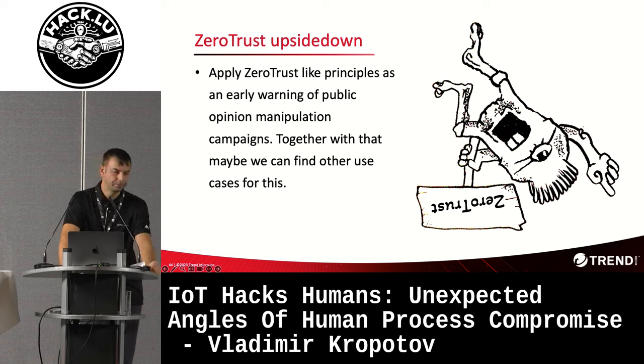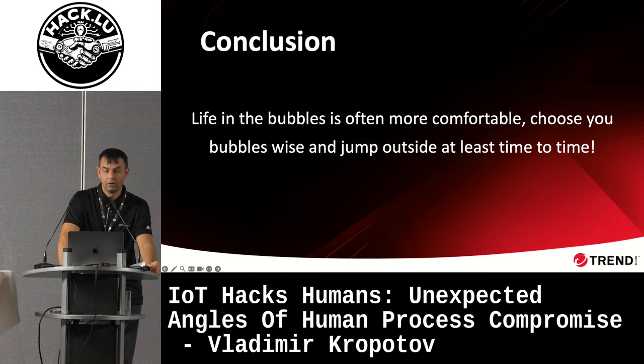Don't trust the information you receive immediately. As a conclusion, we're coming into an era with a really damaging situation where there is no privacy. The only thing we can regulate, as I feel, is how data is used in an ethical manner. Your biometrics are stolen from the social network, your behavior is predicted by IoT sensors. So we have a life in the bubbles, which is very comfortable, but you need to choose your bubbles wisely, and you need to jump outside the bubbles from time to time, so as not to forget what is happening around.